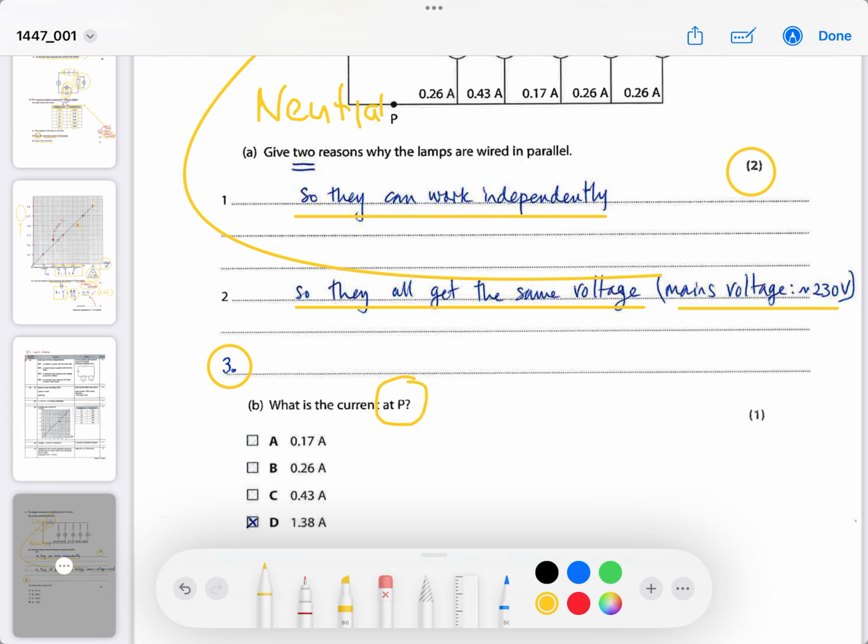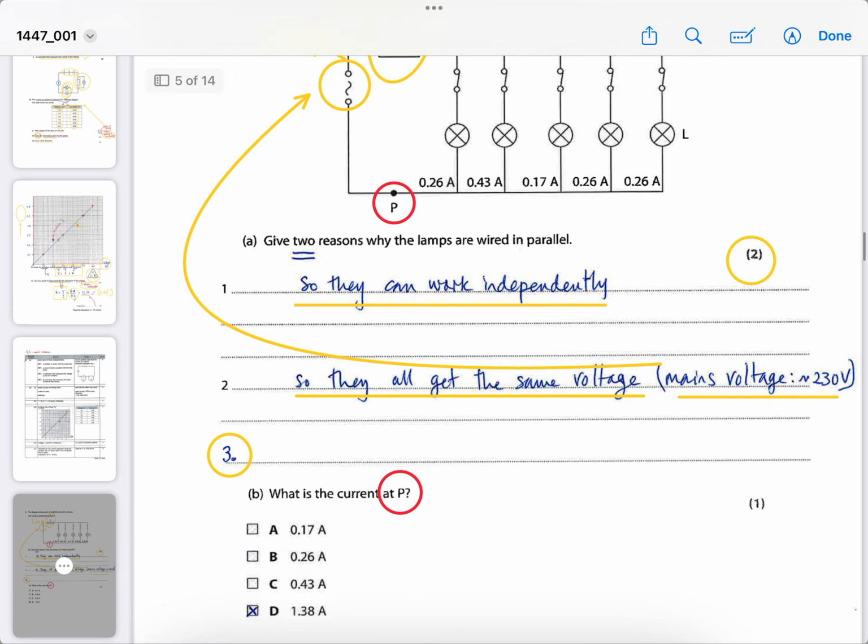Yeah, so at P on the circuit diagram, it's here. So that's when all the wires join up again. So this is the circuit value at P. I'm going to change the color. So at P, what is the current? So it's over there. So that's when all the paths combine again, and in a parallel circuit, the current splits up and then rejoins. So let's have a look at the circuit.